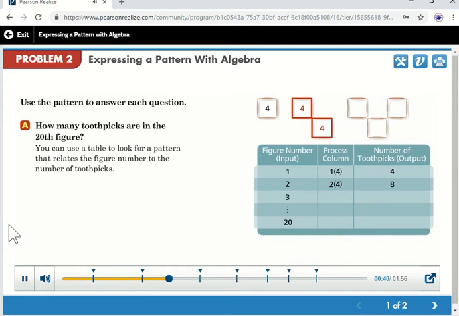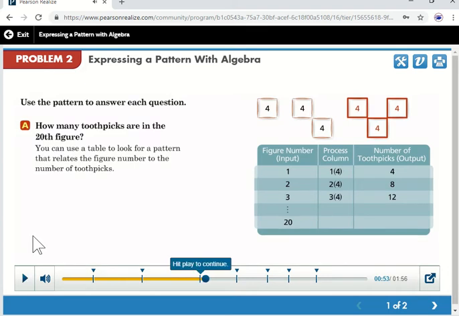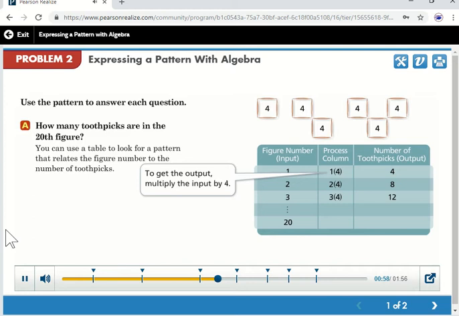Figure 2 has 2 times 4, or 8 toothpicks. This is intense. And figure 3 has 3 times 4, or 12 toothpicks. And now can we see a pattern, especially here, that lets us skip ahead to figure number 20? To get the output in the table, multiply the input by 4. So the pattern is you multiply the figure number by 4 to get the number of toothpicks.